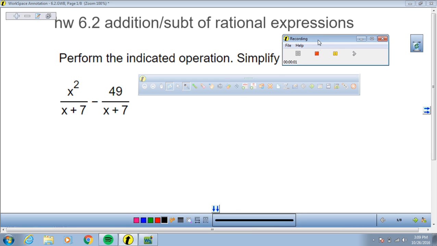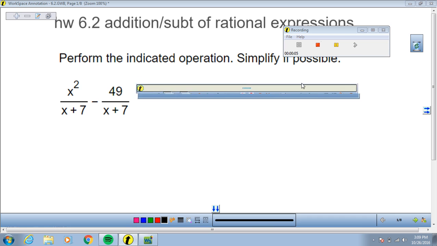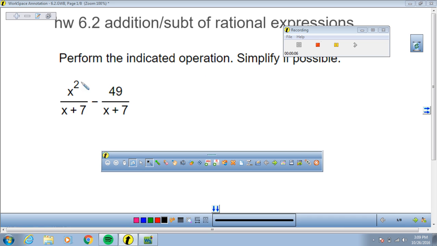I'm going to go over this section on adding and subtracting rational expressions. So the very first thing that we're going to be looking into is when the two fractions have the same denominator.